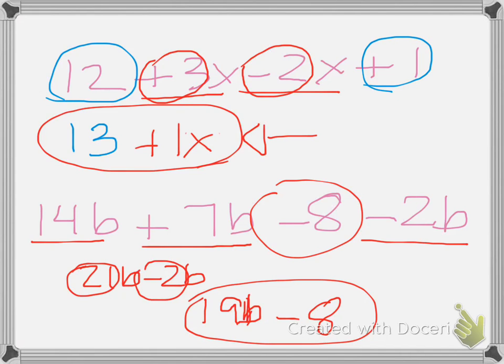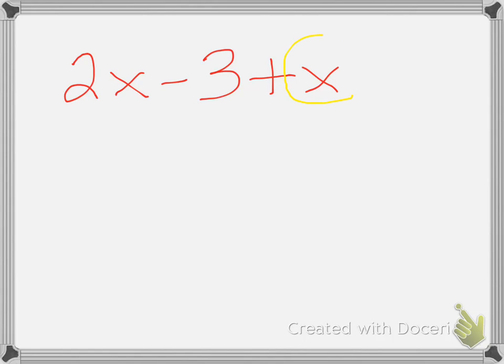I did just think of something that I want to make sure you guys know. Sometimes you're going to see a letter that looks like he's by himself. So say I have 2x minus 3 plus x. Now I see that x over there. It doesn't look like he has a coefficient. He doesn't have a number in front, right?